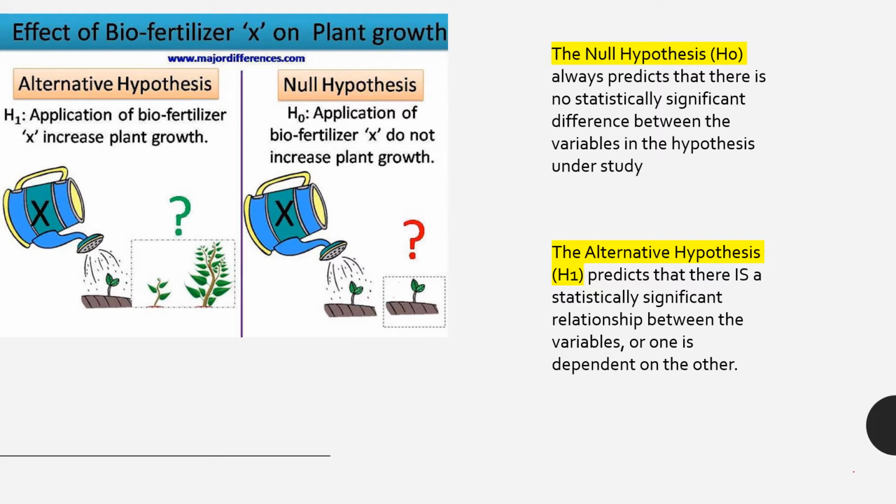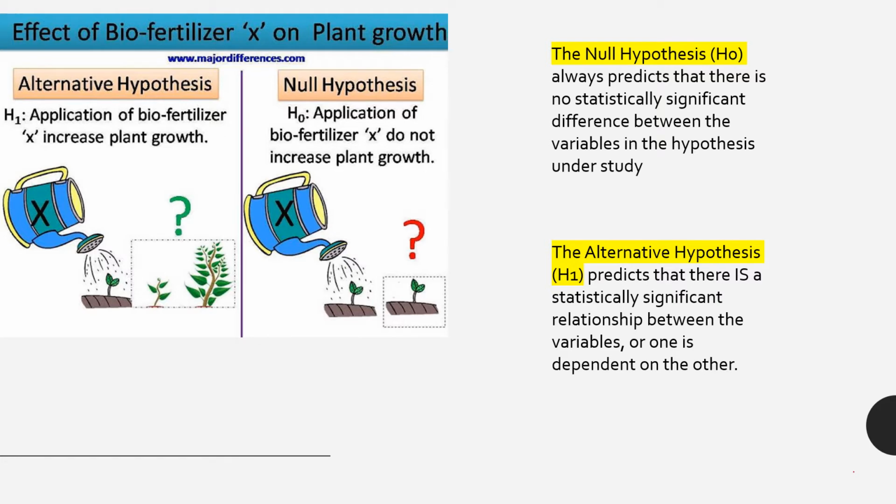So in our example here, we're looking at plant growth, and we're trying to determine the effects of a biofertilizer on that plant growth. So our two hypotheses here, the null hypothesis is basically going to say this biofertilizer has no significant impact on the growth of the plant. Whereas our alternative hypothesis, which if you'll note we represent usually as H1 or HA, either one, predicts that there is going to be significant growth when we apply the biofertilizer.